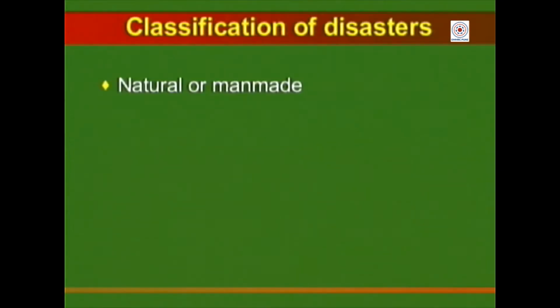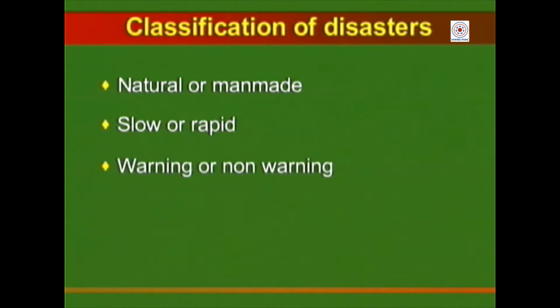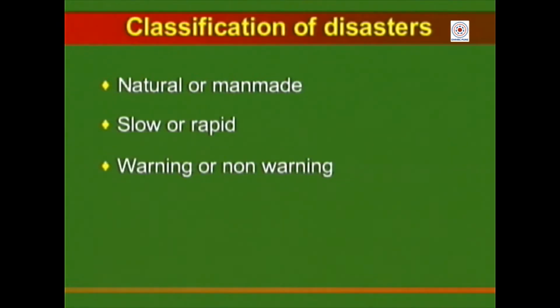We may define disasters as natural or man-made, which is the broader classification. Then they may be slow or rapid. Some disasters give a warning, while some do not, like an earthquake or some other disasters, where we do not get any adequate warning. So, you require better preparedness altogether for the whole of the time.